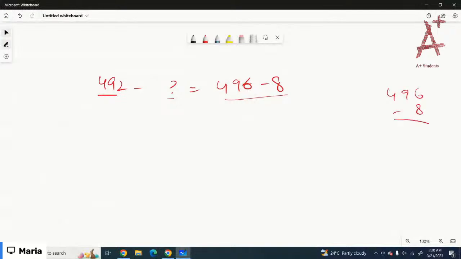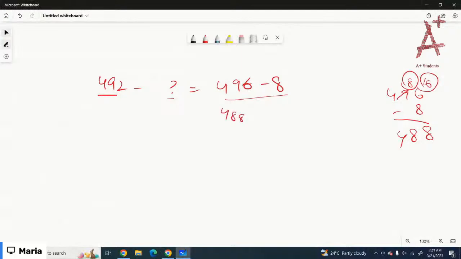So 6 take away 8. No, you cannot subtract 8 out of 6. Got it? Because 6 is smaller than 8. So you have to borrow 1. Here you have now 8 and here you have 16. Got it? So 16 take away 8 is 8. Bring the 8 down and here you have 4. So that means on this side you are left with 488.